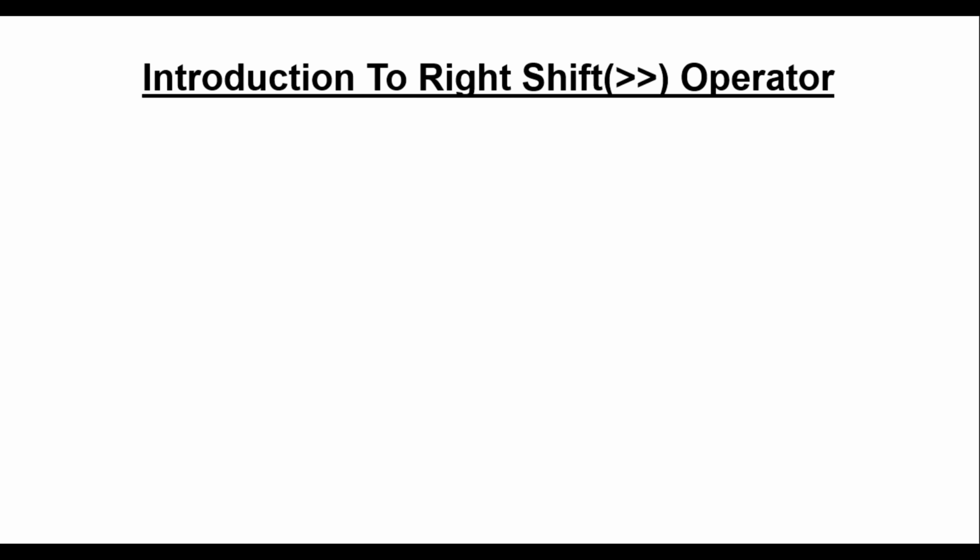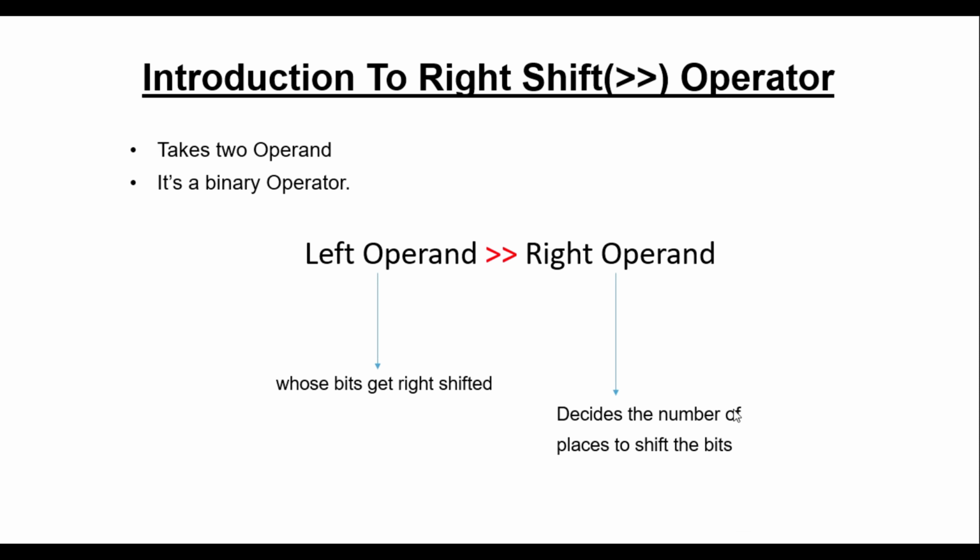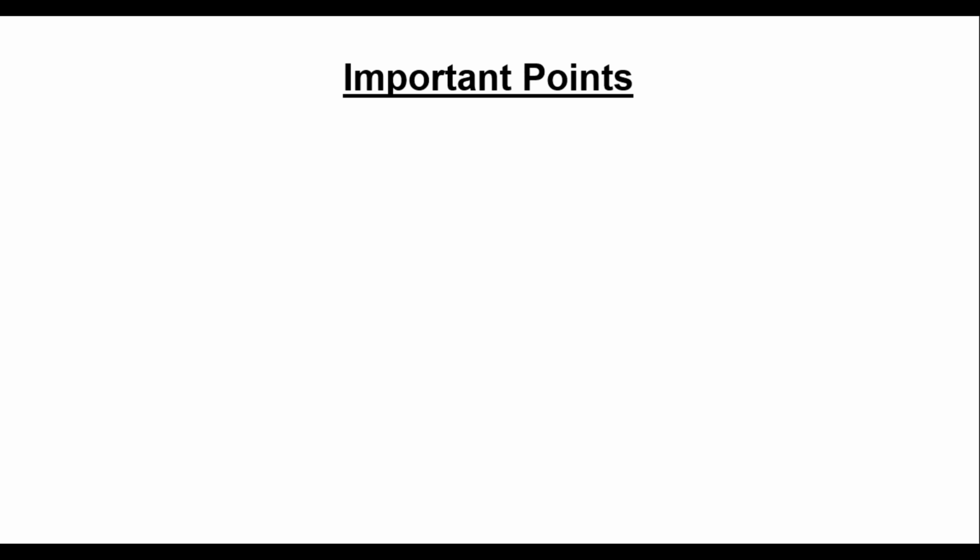Okay. Let's introduce the RightShift operator. The RightShift operator is a binary operator, so it will take 2 operands. Here is the syntax of the RightShift operator and how it looks. In the RightShift operator, the left operand is the one whose bits get right shifted, and the right operand is the one that decides the number of places to shift the bits. To understand the RightShift operator, we will first cover some important points, and meanwhile we will also understand how it works. Let's talk about some important points about the RightShift operator.